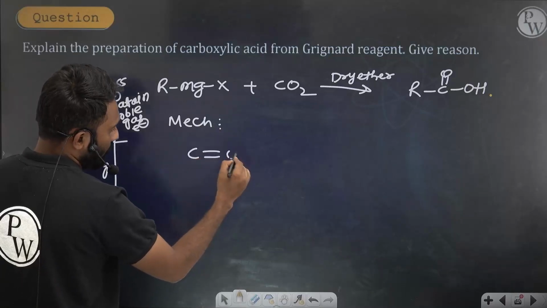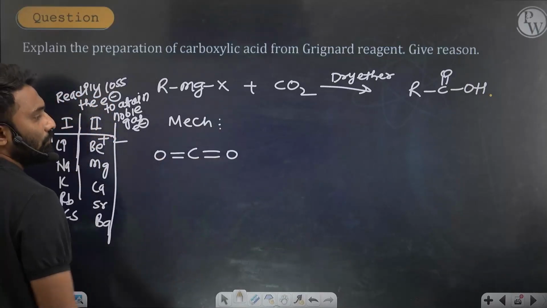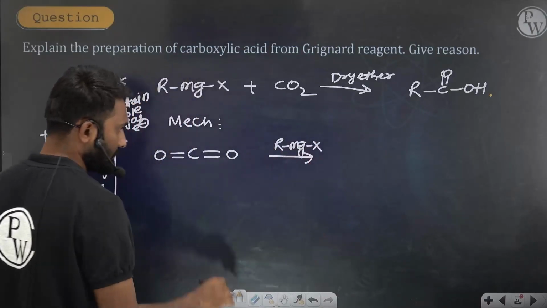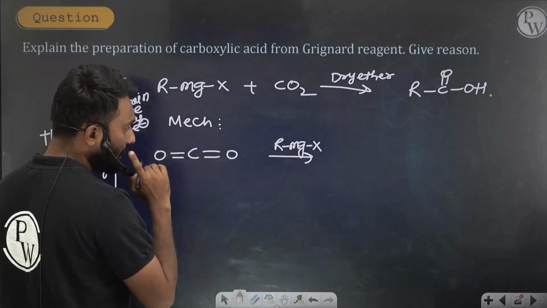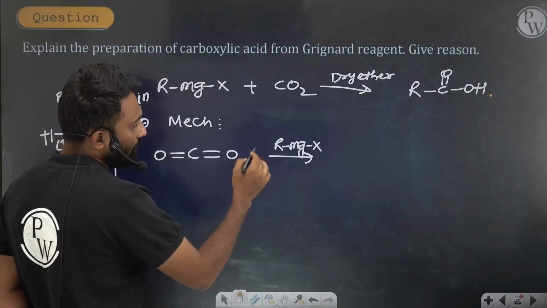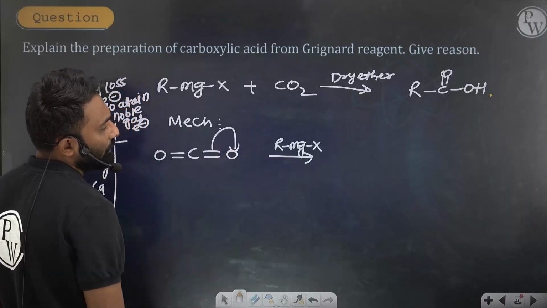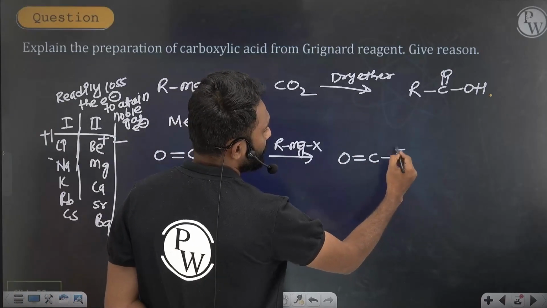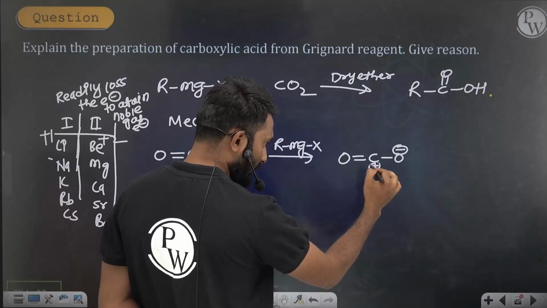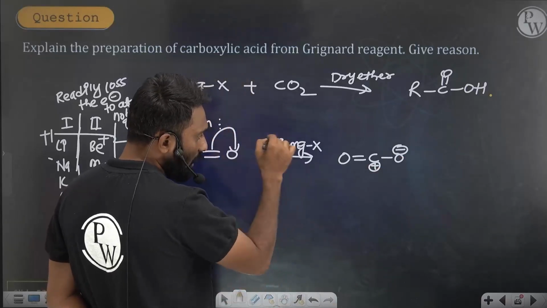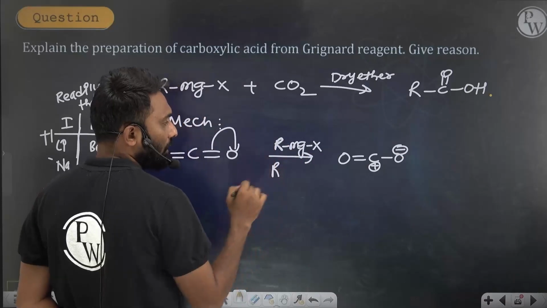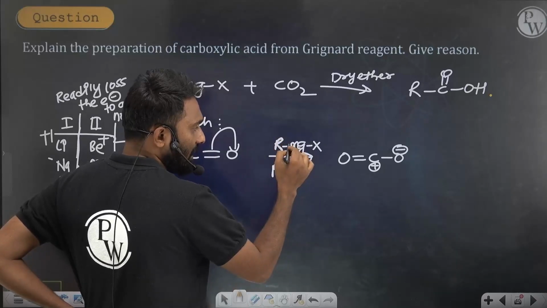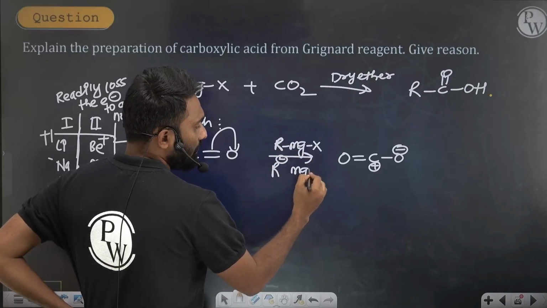Now C double bond O, this is CO2. Now RMgX. Clear? Here the oxygen is more electronegative, so the double-bonded oxygen will get the negative charge and this carbon will get the positive charge. In RMgX, the alkyl is more electronegative than the metal, because metals are more stable in the electropositive nature. That is why this is negative and this is positive.